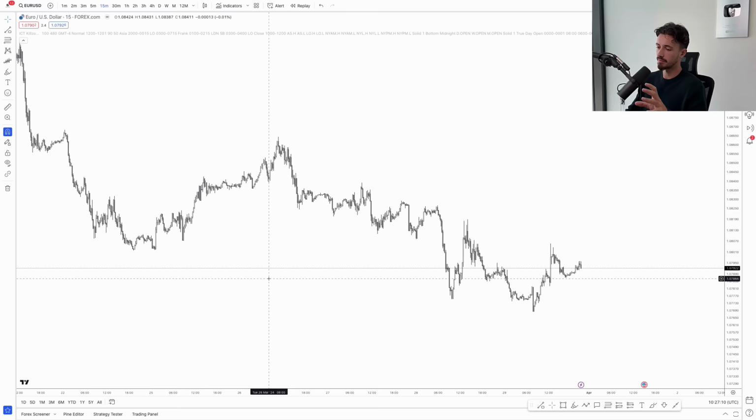So it's completely fresh price action. Nobody can say you're cherry picking it, that you're just picking the examples that this works on. I'm just going to show you the most recent piece of price action. Euro dollar, forex.com, 15 minute time frame, which is the main time frame that we use.